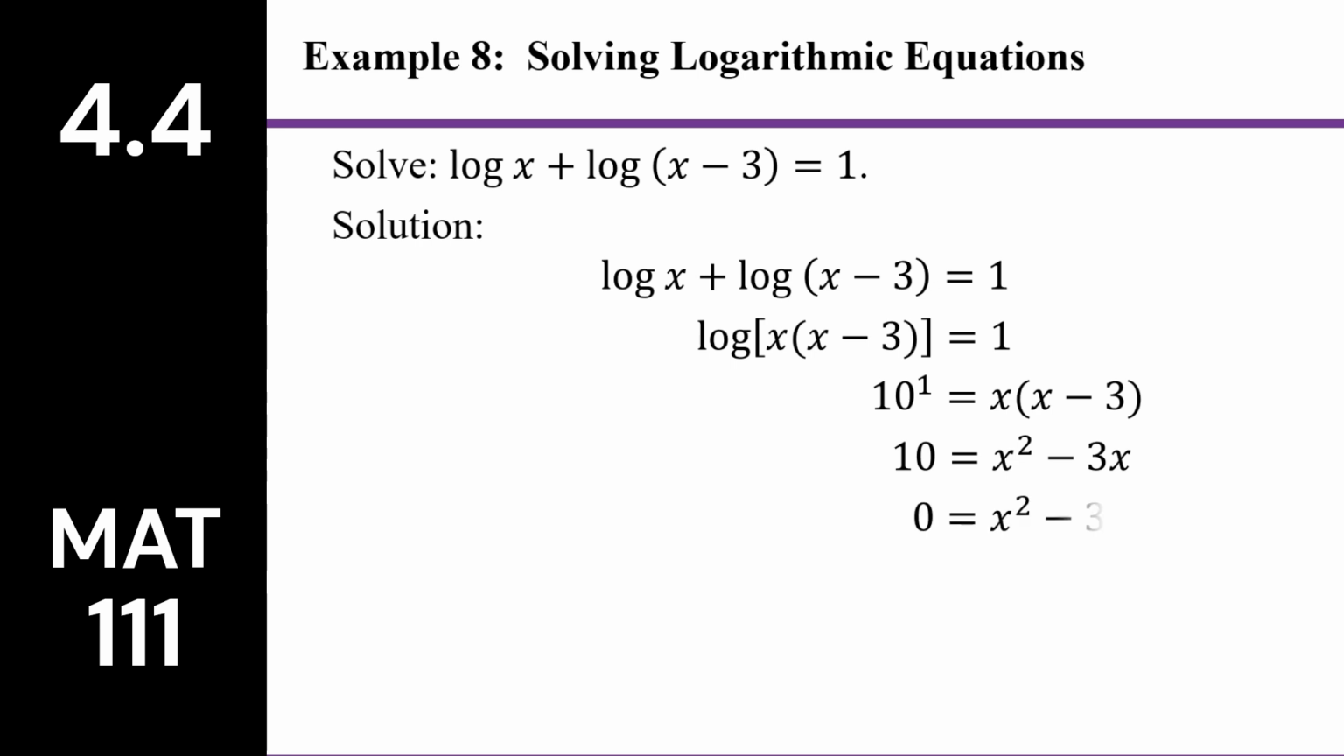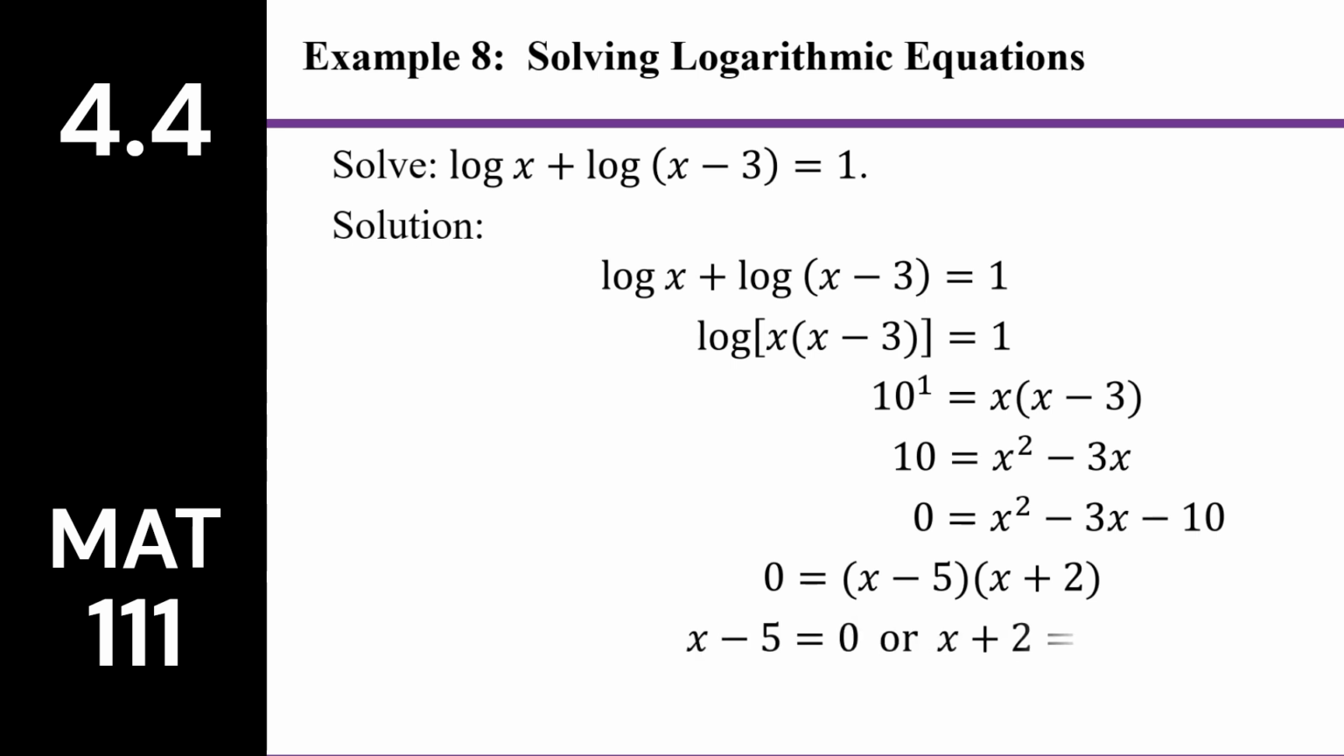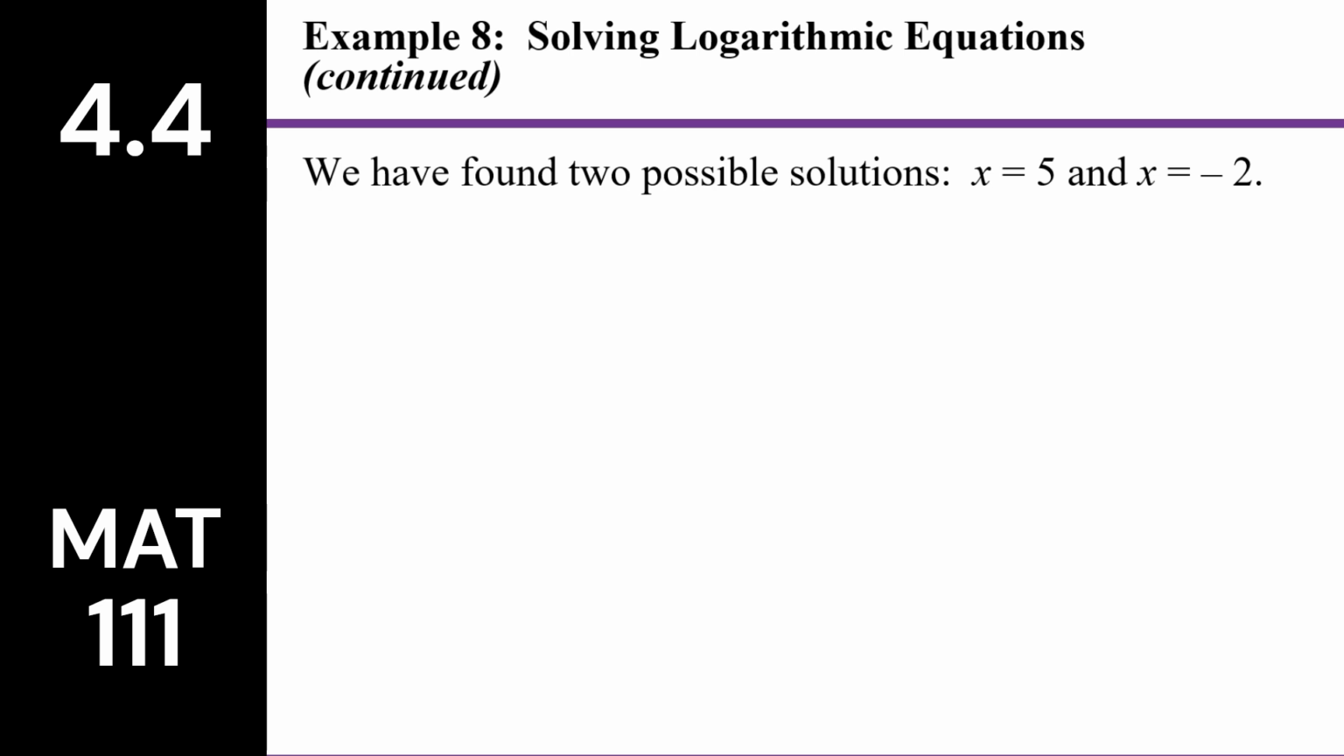This is a quadratic, so we'll get everything to one side and factor. Remember, after you factor, you set each factor equal to 0, and then solve each of those equations. x minus 5 equals 0 gives us x equals 5. x plus 2 equals 0 gives us x equals negative 2. These are proposed solutions, but we need to check both of these solutions.